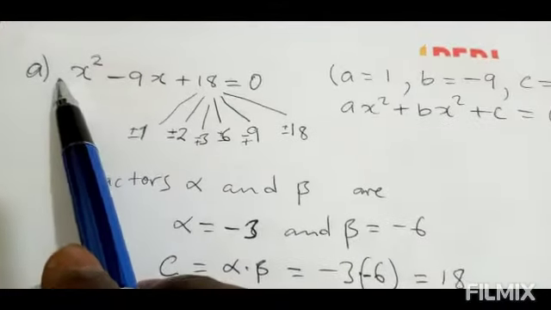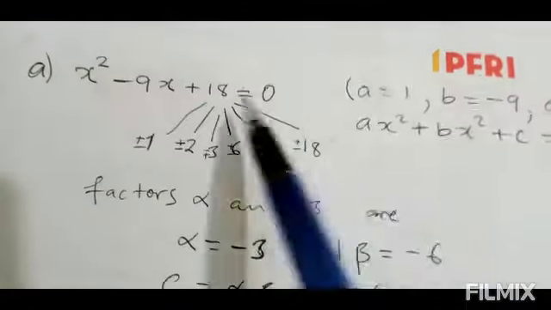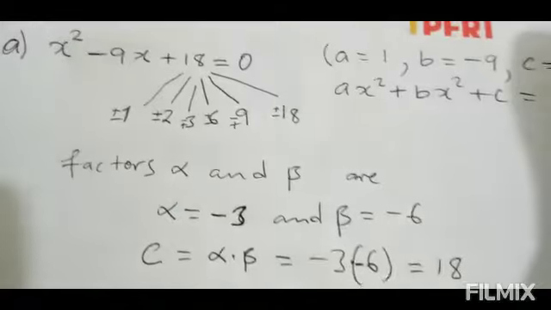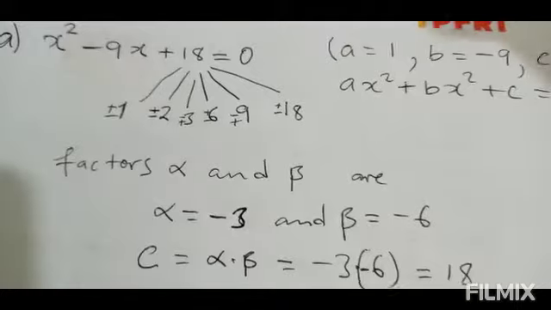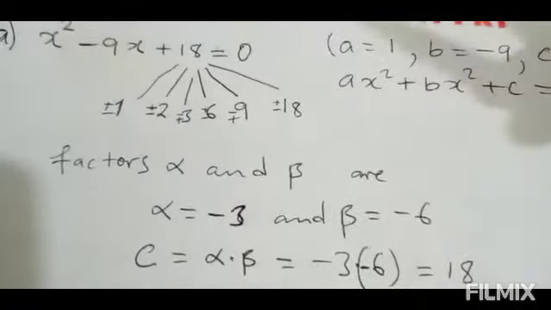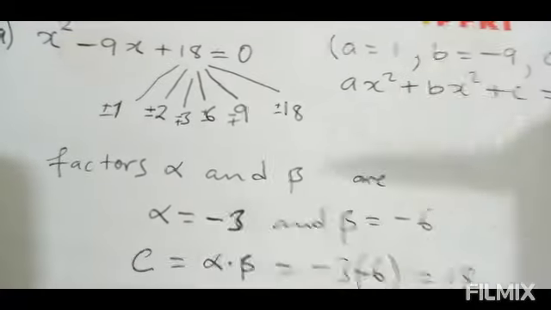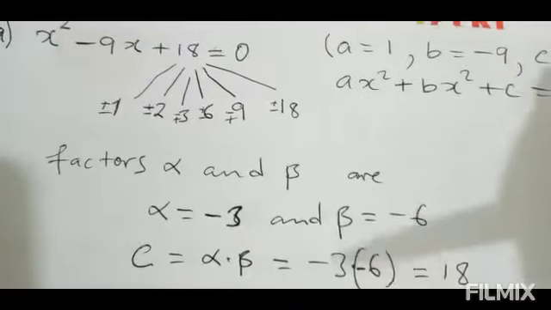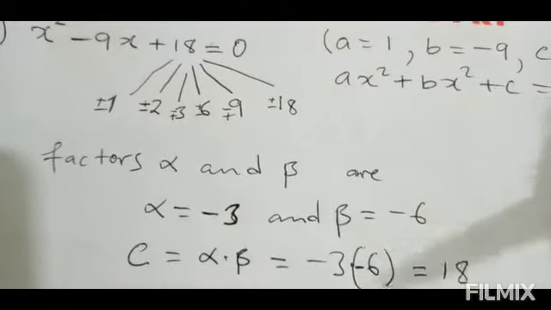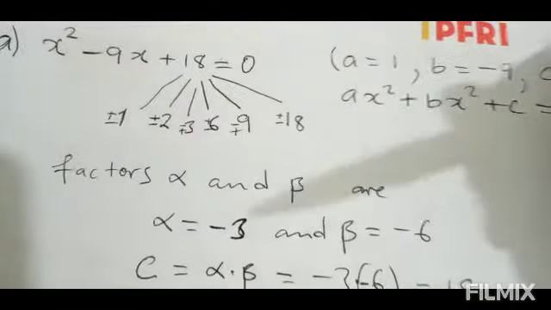That's the coefficient of x squared. Then B is negative 9 and C is 18. Now, what are the factors? Factors are these numbers, constants, that when you multiply them, they give you the number. Like the factors of 18, they go into 18 without giving a remainder. So 18 is divisible by its factors.